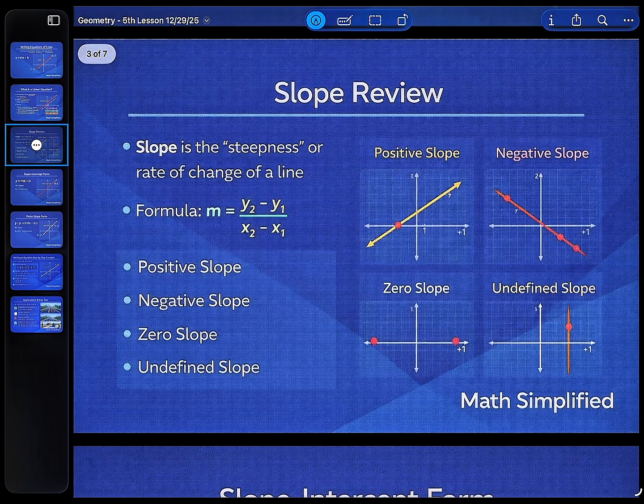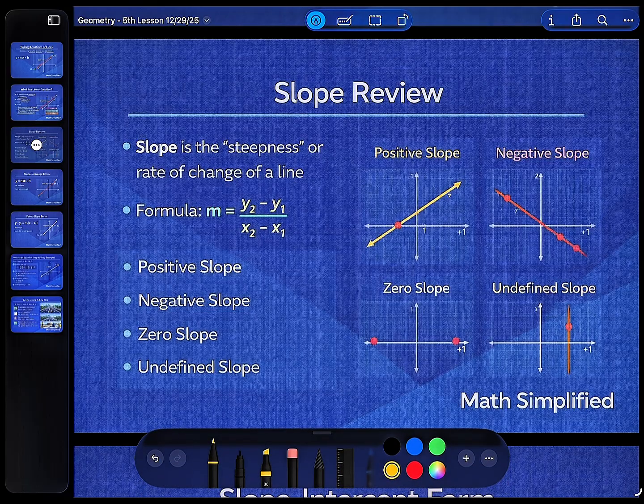Slope is just like the steepness or the rate of change of a line. So it has a common pattern, remember that. When we're solving for slope, it usually uses this variable, which is m. And to identify a slope, we just use y2 minus y1 divided by x2 minus x1 to find the slope.